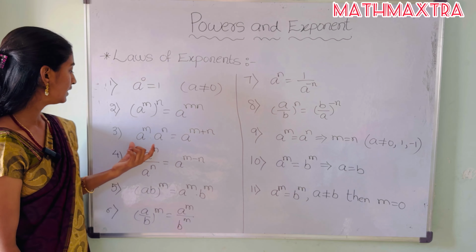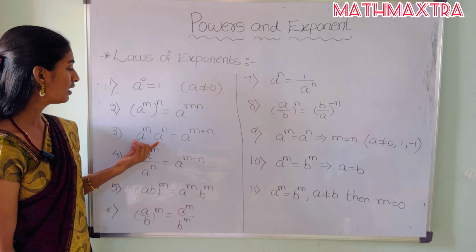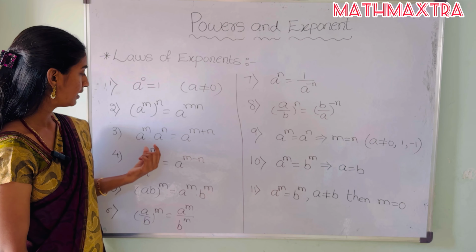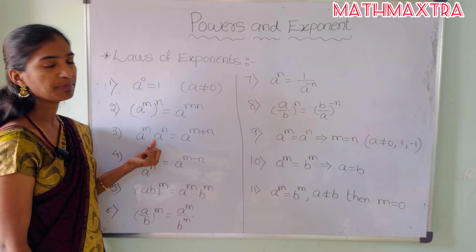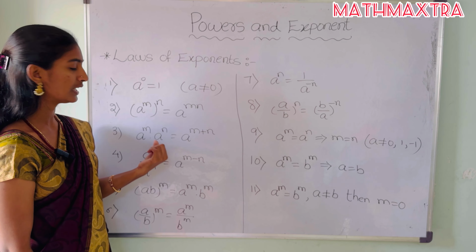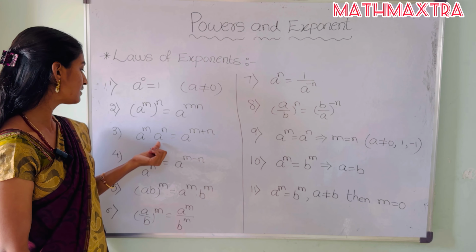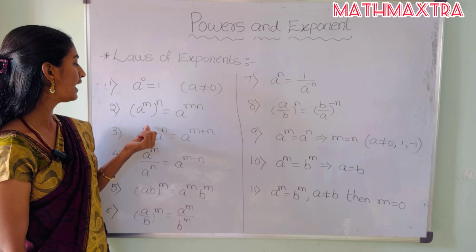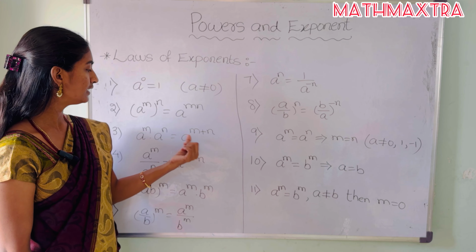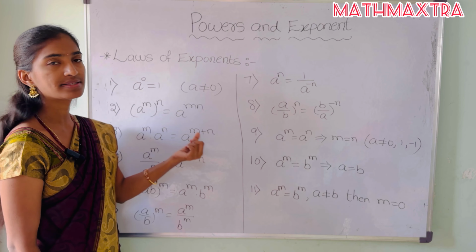Okay, and in the third law, see, a to the power of m into a to the power of n. Here the bases are the same. A to the power of m, a is the base. A to the power of n, a is the base. So here the bases are the same. That is why we have to add the exponents. Yes, we can write it as a to the power of m plus n.